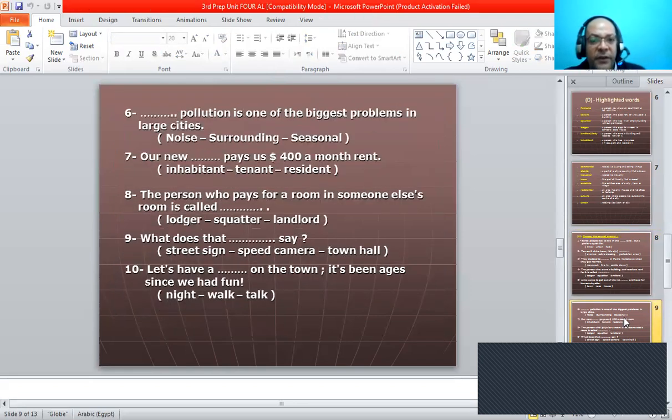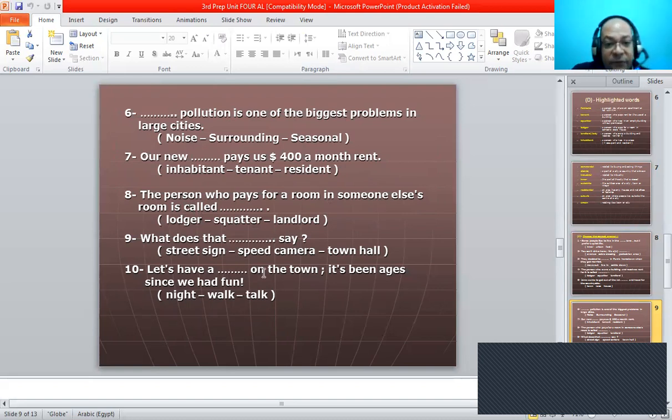Number 6. Noise pollution is one of the biggest problems in large cities. Of course, noise pollution. Number 7. Our new tenant pays $400 a month in rent, so he rents per month, so he is a tenant. Let's go to number 8. The person who pays for a room in someone else's house is called a lodger. Number 9. What does that sign say? A street sign. What is written on this street sign?